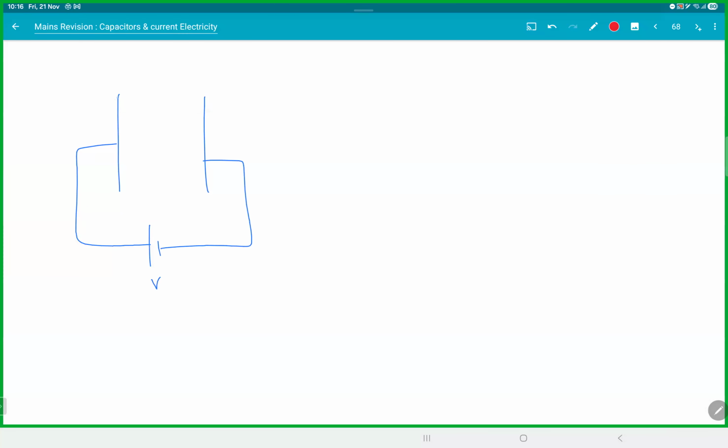Okay, so what will happen? This will get a charge Q, which is CV, right? And this is the electric field between the plates, and this is minus Q. We know the electric field between the plates is given by sigma by epsilon. Sigma is nothing but Q by A epsilon, right? And Q is CV. So this was the formula there, okay?